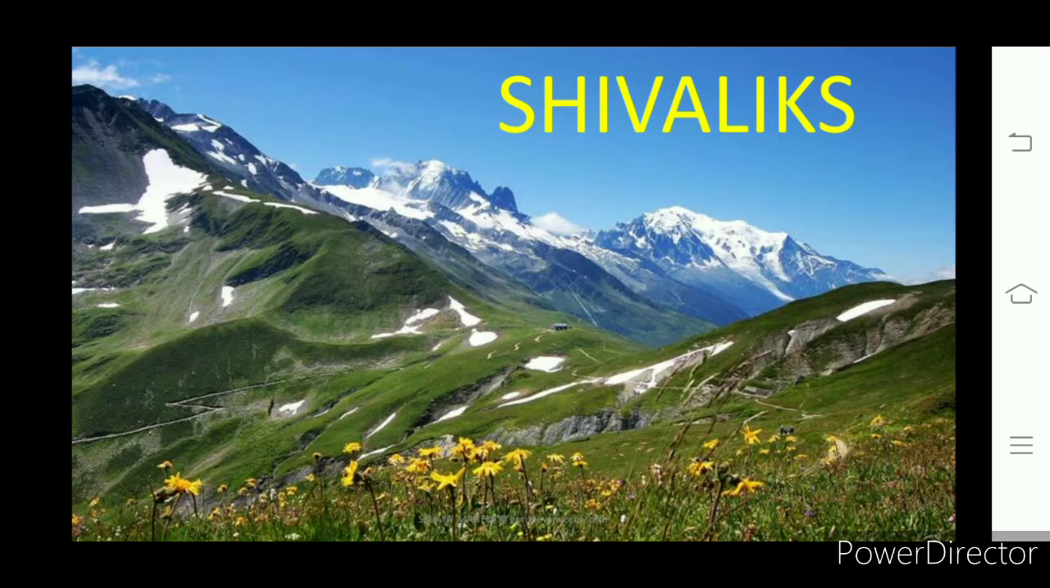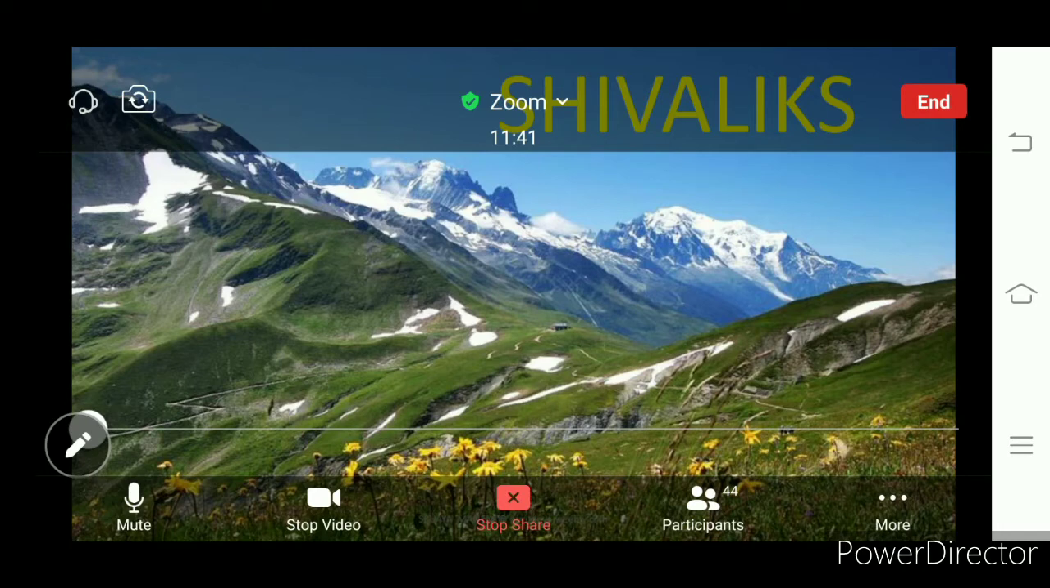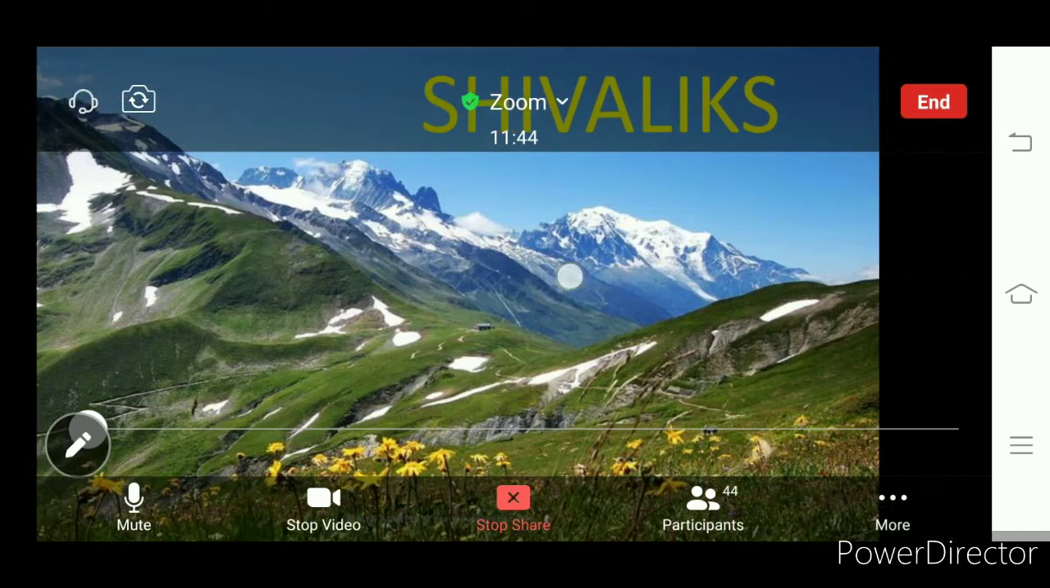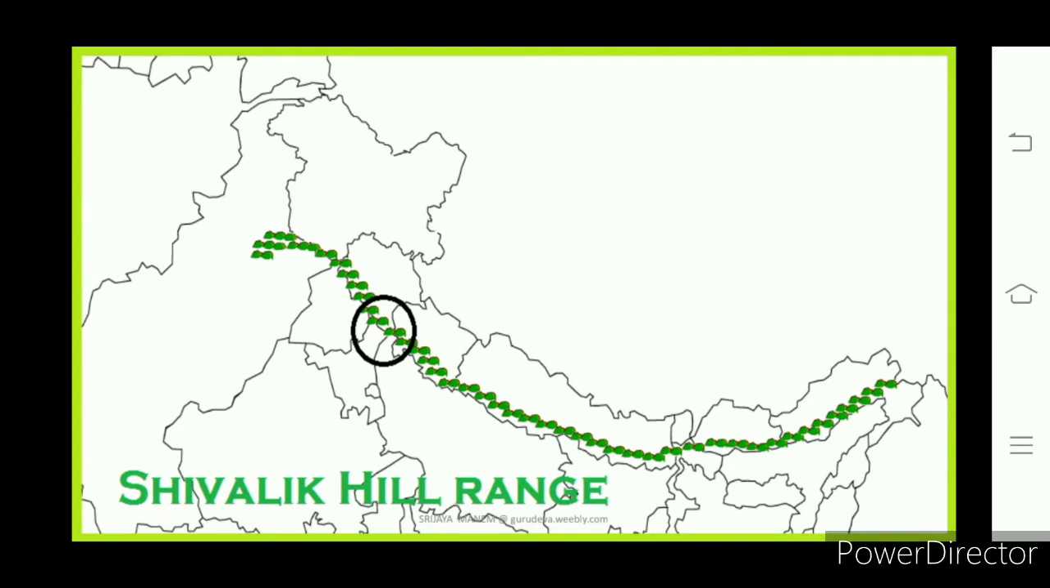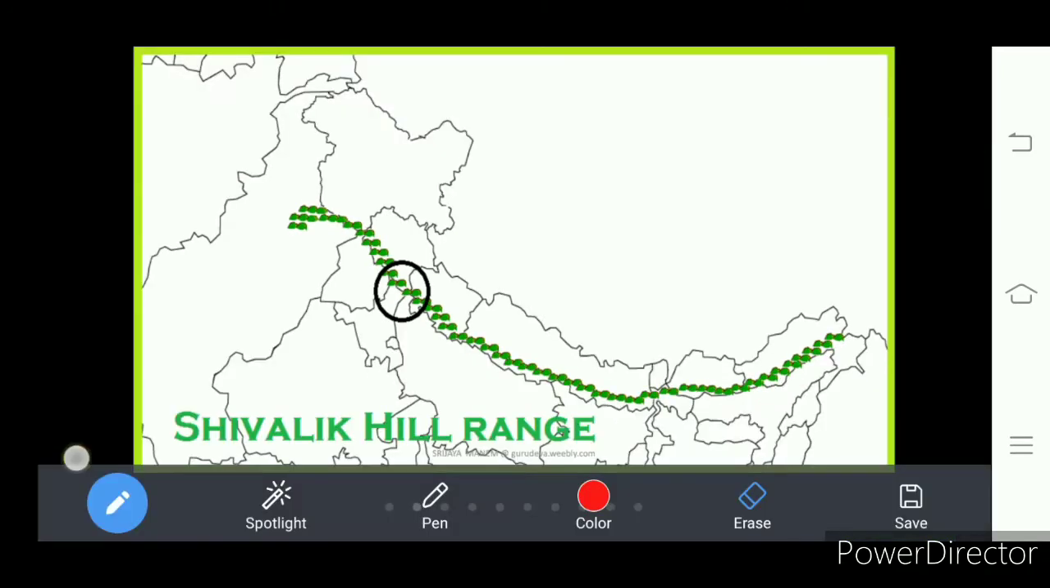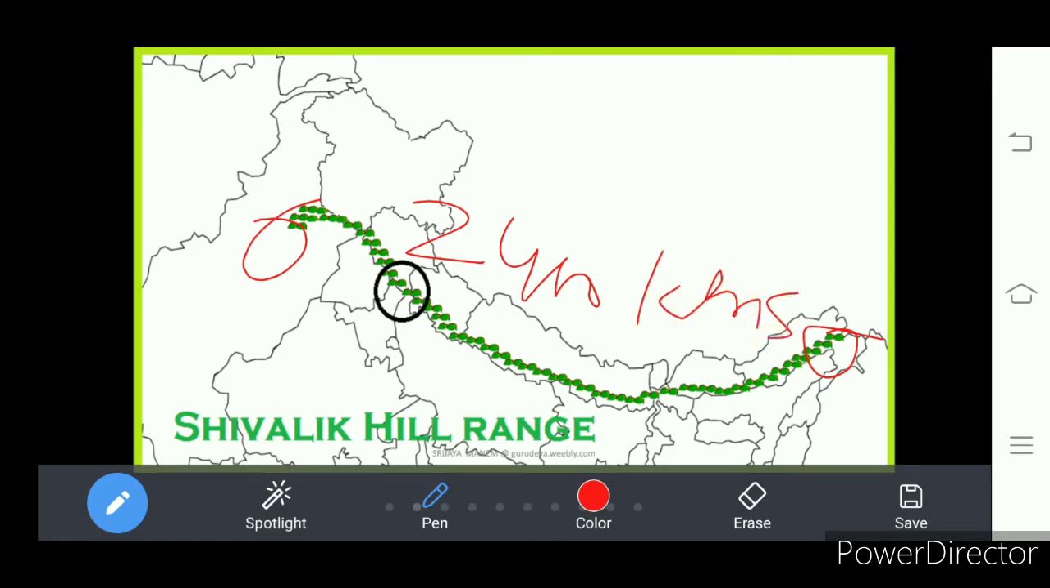Here it is extended 2400 kilometers from Potwar plateau to Brahmaputra Valley. Look at here. It is the location of Potwar Valley, Potwar plateau, which is in Pakistan. From there to Arunachal Pradesh here. So 2400 kilometers length it is.